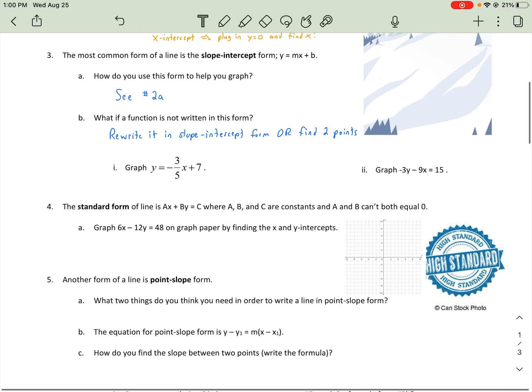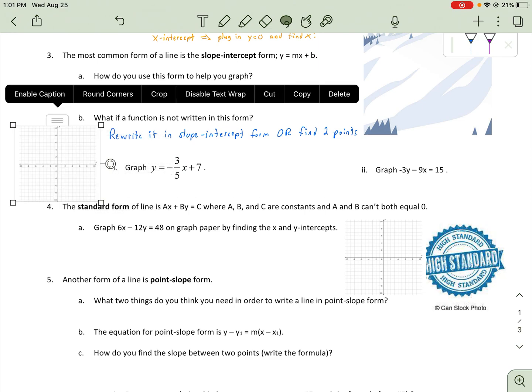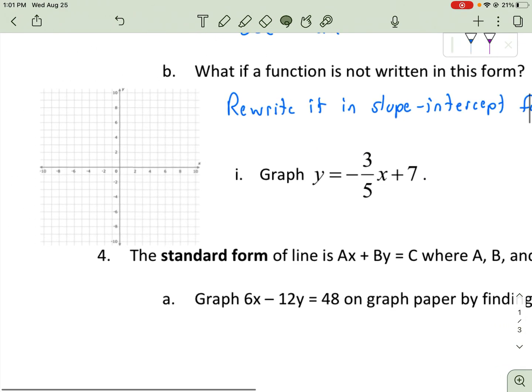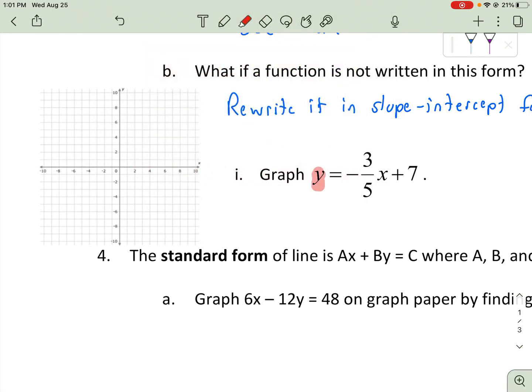Okay, so I think I'm going to do this one both ways again. I need a coordinate grid here. All right, so I'm going to put these graphs over here where they fit a little better. All right, so first we're going to graph y equals negative 3/5 x plus 7.